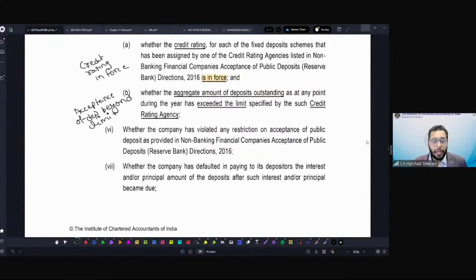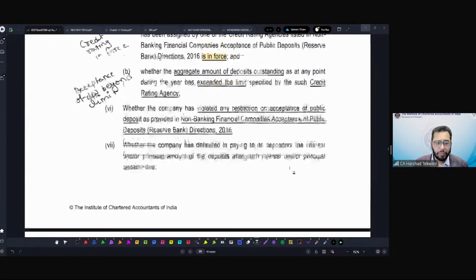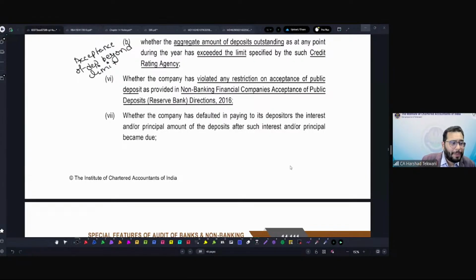Then again, any violation with respect to any of the provisions of these norms, okay, violated restriction on acceptance of deposit that is provided in the direction or not. So any violation with respect to that.